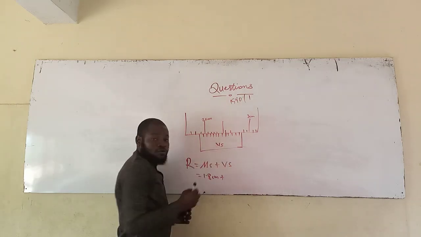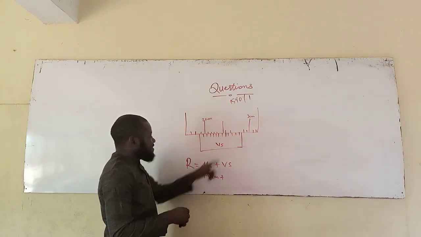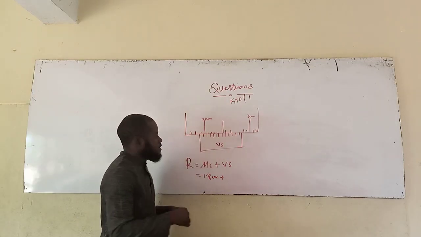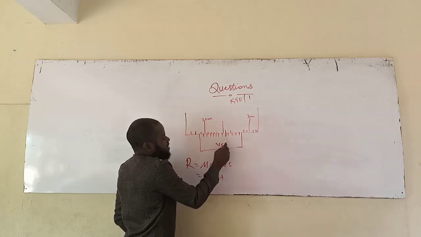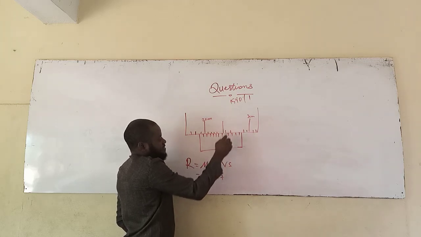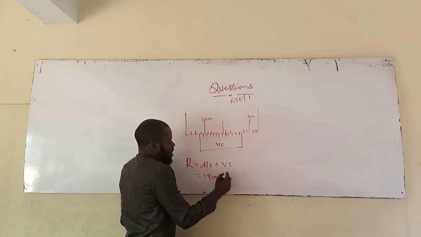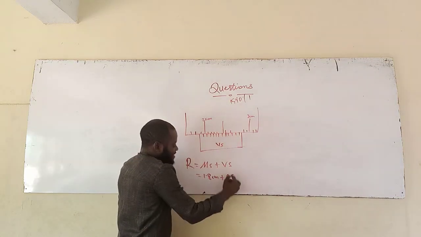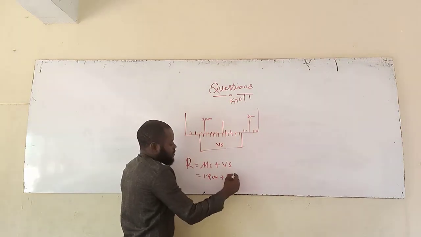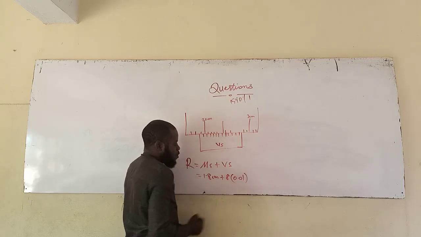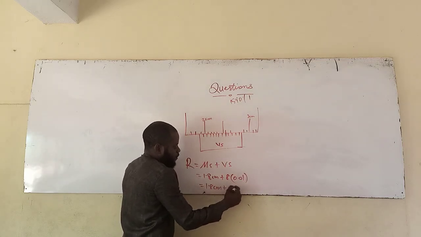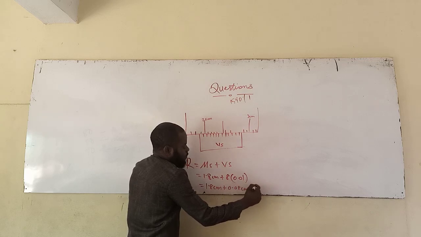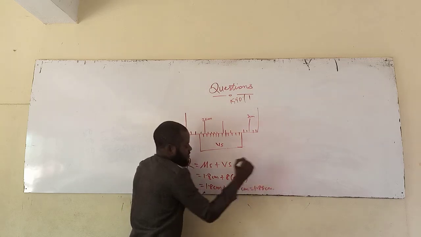This is the vernier scale. We count it and see where the line here coincides with the one here. So we count 1, 2, 3, 4, 5, 6, 7, 8. The 8th line, it coincides with what? With the one here. So we have 8. Since it is in centimeter, we are going to multiply with what? 0.01. And we are going to have 1.8 centimeter plus 0.08 centimeter. Now give us 1.88 centimeter.